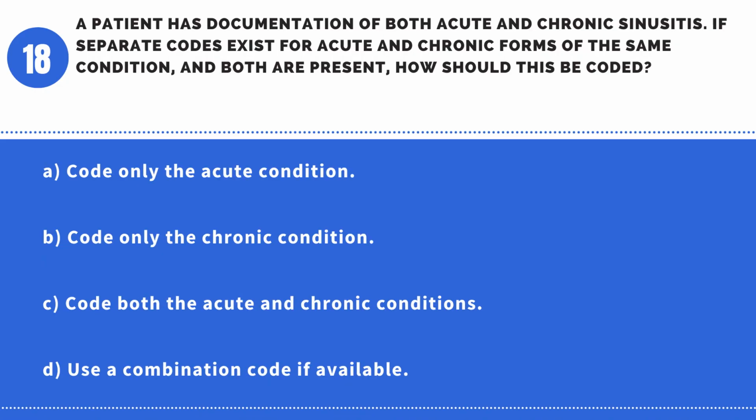Question 18. A patient has documentation of both acute and chronic sinusitis. If separate codes exist for acute and chronic forms of the same condition, and both are present, how should this be coded? A. Code only the acute condition. B. Code only the chronic condition. C. Code both the acute and chronic conditions. D. Use a combination code if available.